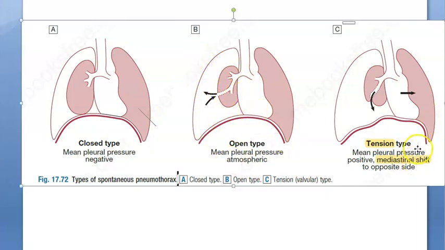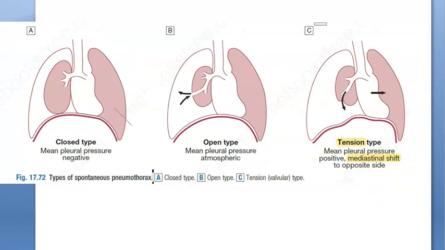Now let's go to the third one. Tension pneumothorax, our favorite. It is also called valvular. You know why? Because the air is able to enter, but it can't leave. So this is acting like a valve, one-way communication. The communication between the airway and the pleural space acts like a one-way valve, allowing the air to enter the pleural space during inspiration but not go back during expiration.